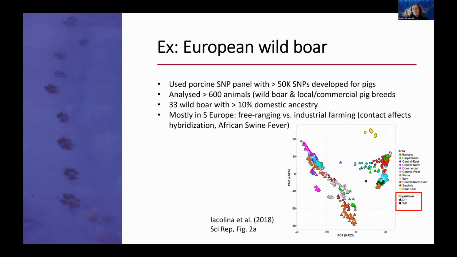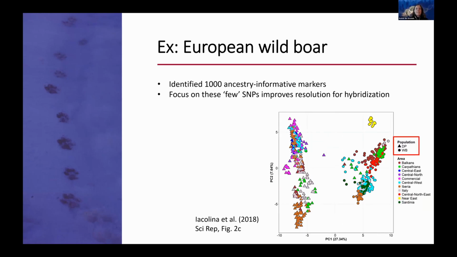And you do see that this structuring of all these populations still is a bit of noise when we want to look at hybridization. So what we did then was identify about 1,000 ancestry informative markers. We analyzed the same animals again, just with that smaller panel of 1,000 markers. And you can see that this really improves resolution for hybridization.